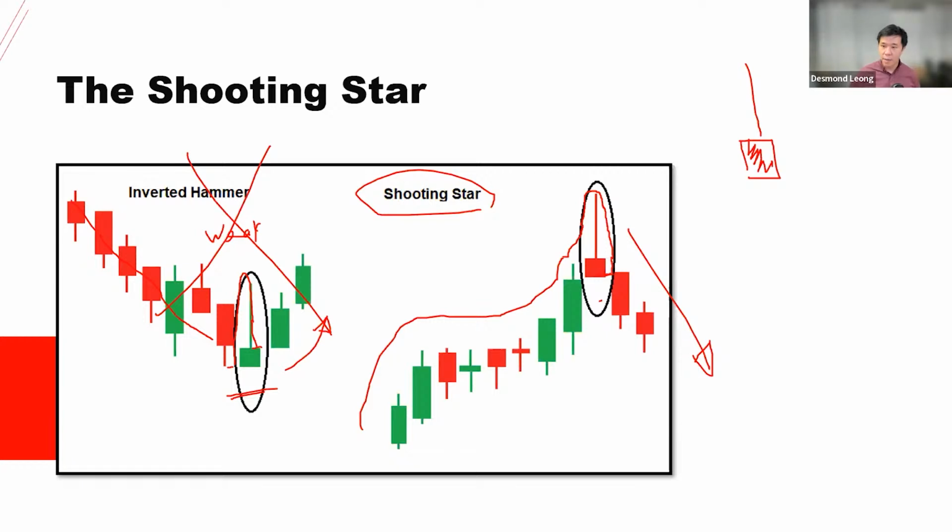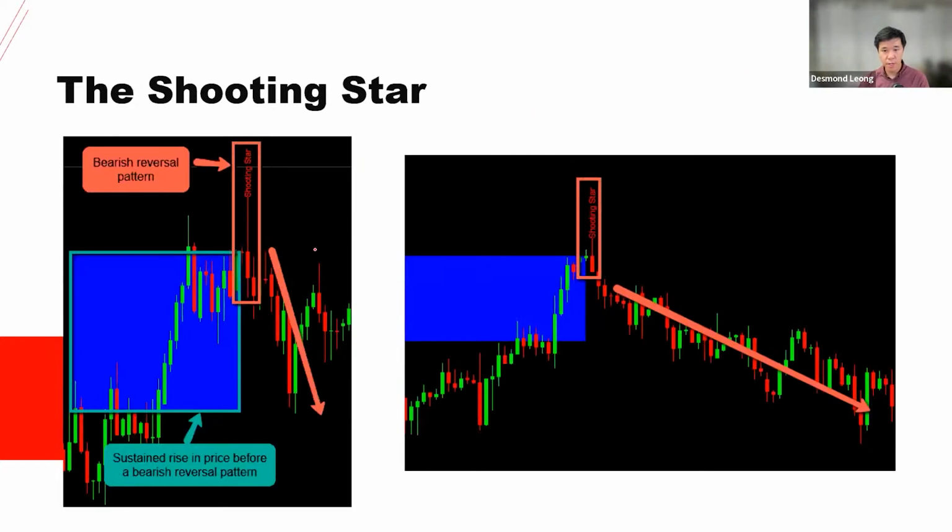That is why when it comes to a shooting star, you use it for a bearish reversal. You don't use it for a bullish reversal. Okay, if you know how to do it correctly, you can see it works out very nice. Nice shooting star over here, right? Bam, price goes down. Nice shooting star over here, bam, price goes down, right?